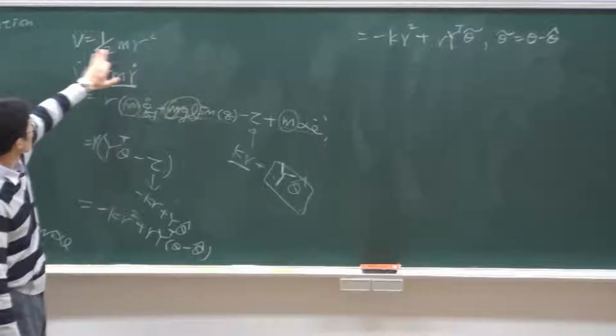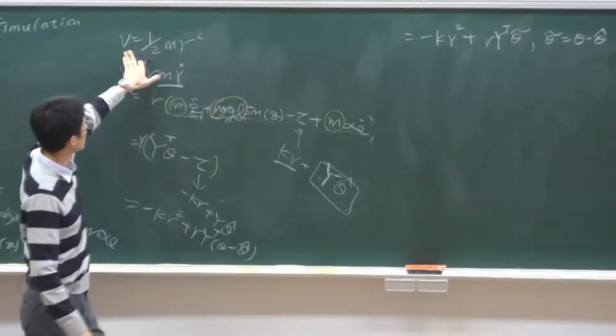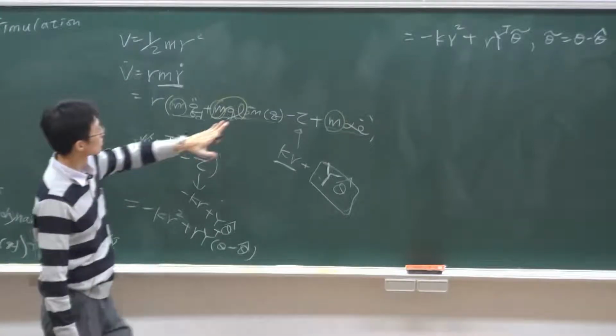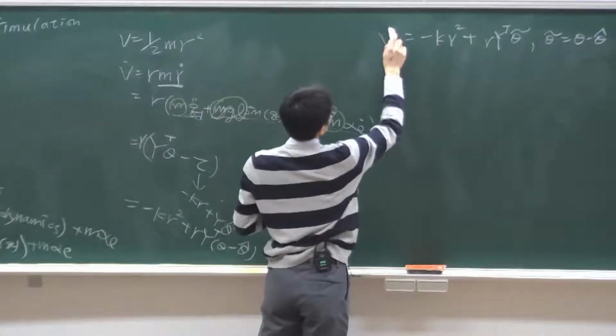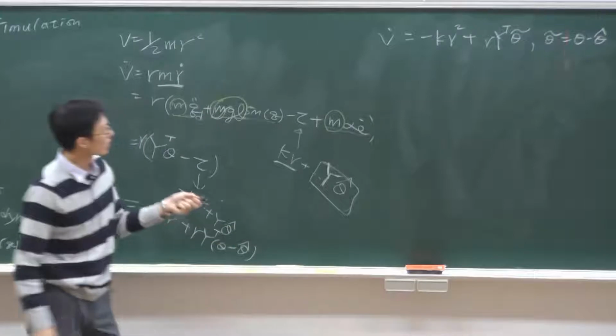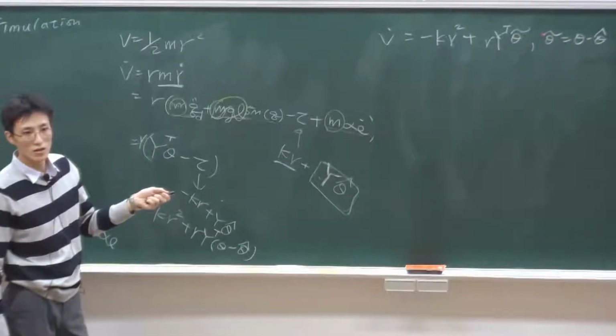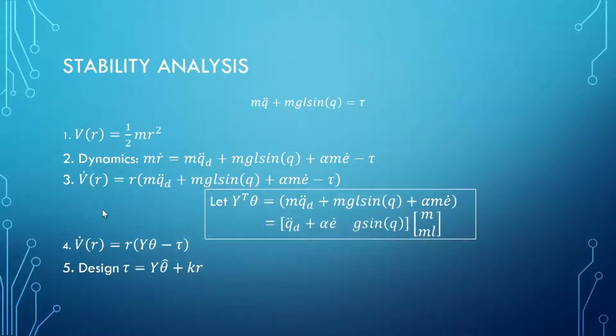What can you do? We design the Lyapunov function. It's positive definite, a function of R. You get a V dot that is minus kr squared, but another term here cannot be canceled, right? We get stuck here. But you can do better, okay? So let's do it another way, which is the next page.